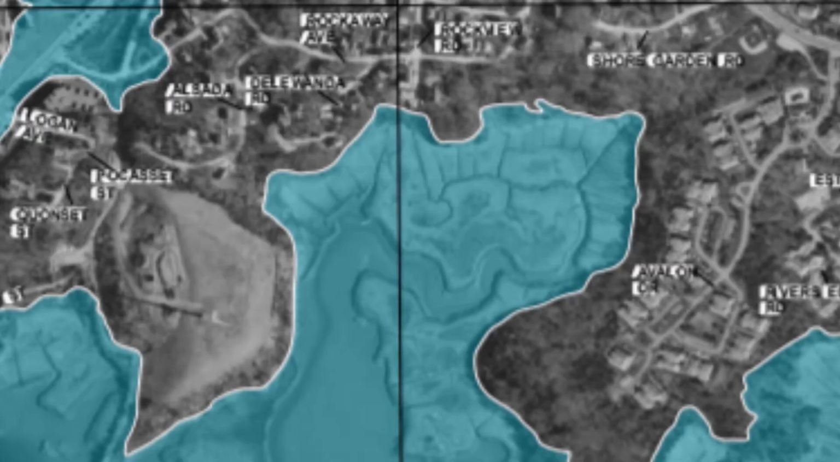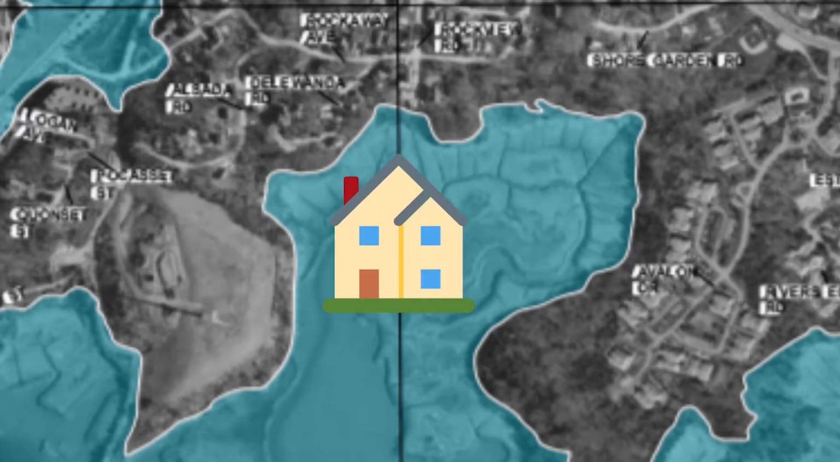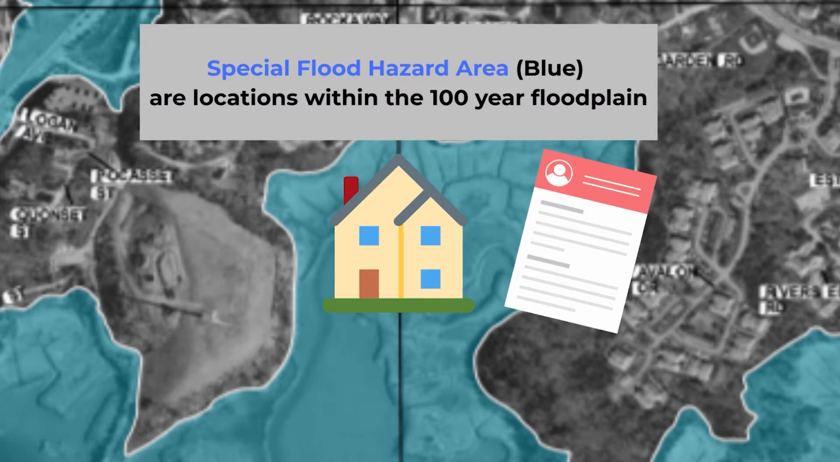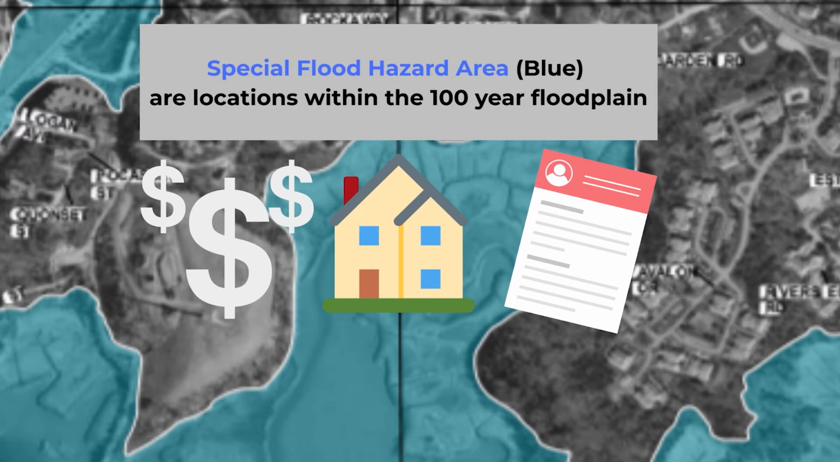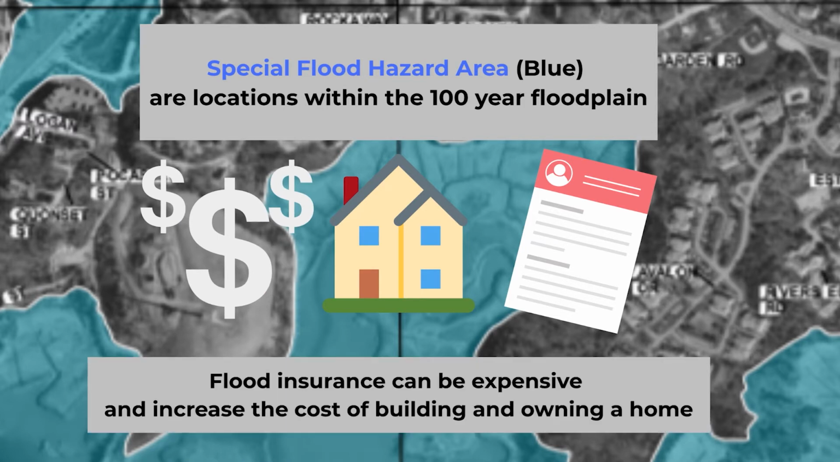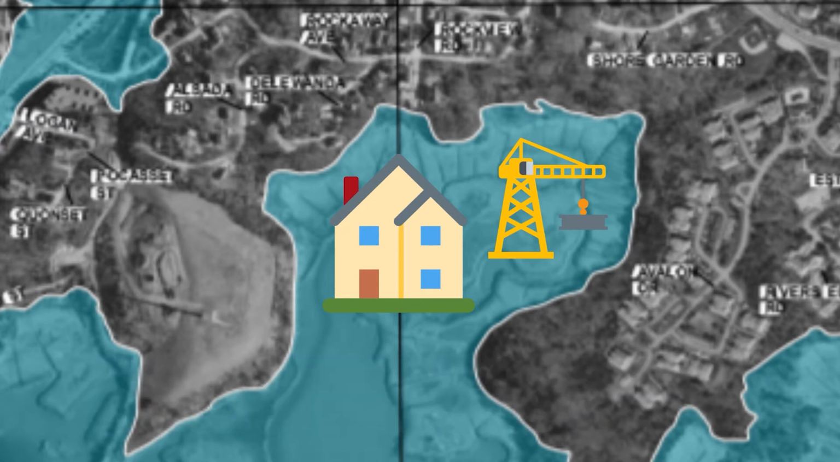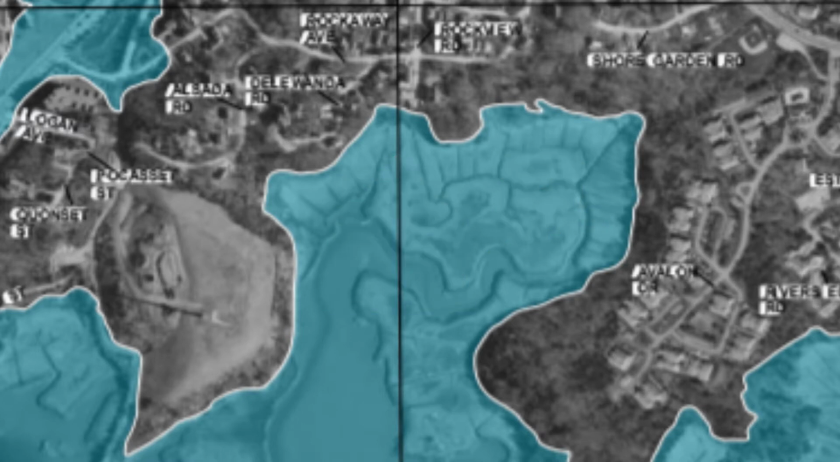Structures that are located within a FEMA-designated special flood hazard area are usually required to carry flood insurance policies by mortgage underwriters. While these insurance policies allow individuals to build homes and other structures in riskier flood zones, the best practice would be to avoid building in these floodplain areas altogether.